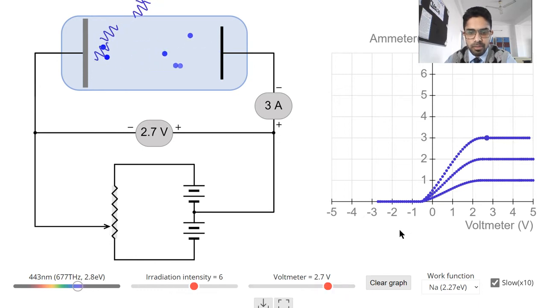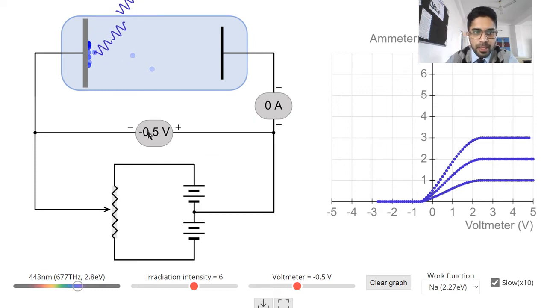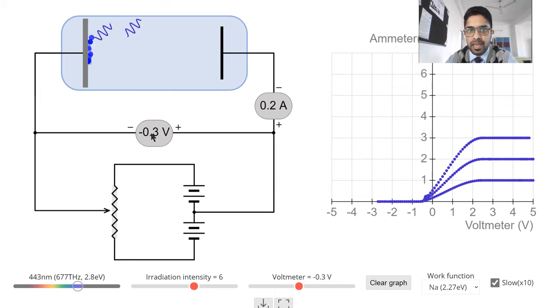Minus 0.5. Wait, let me see. So yeah, it becomes 0 at minus 0.5 volt, right? So even if the collector plate is negative, say at minus 0.3, the collector plate is negative right now, isn't it? But still the electrons are able to reach the collector plate because of the extra kinetic energy that they have, and hence we are getting a current of 0.2 ampere.